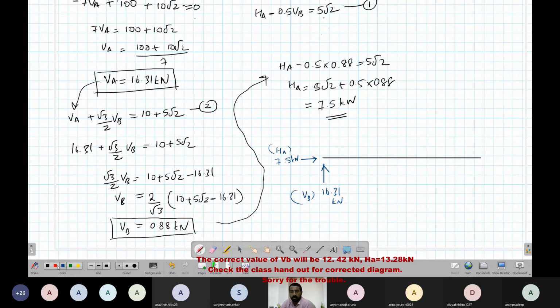Then we have two loads here. Then we have a reaction here also. That reaction is inclined. What is the value of the reaction? 0.88. What is the angle of inclination? It is 30 degrees, 60 degrees. So this is 30 degrees here. This is the reaction. So this is how it works.